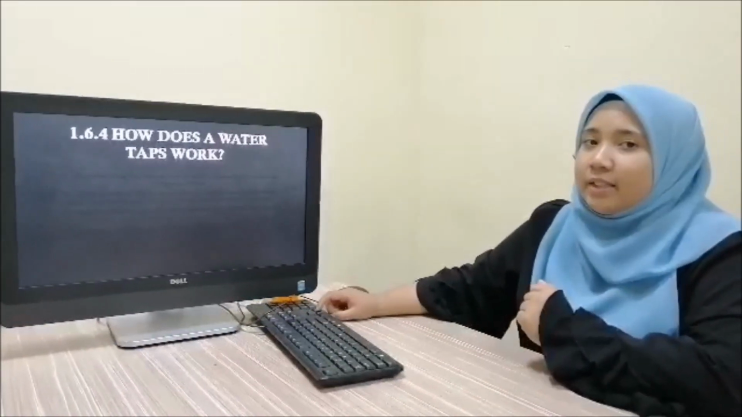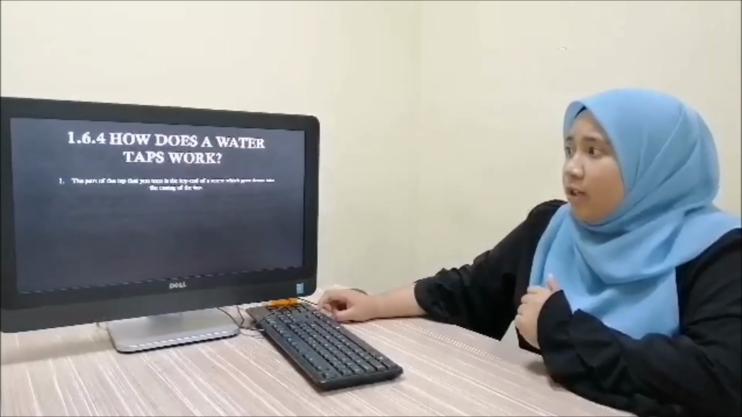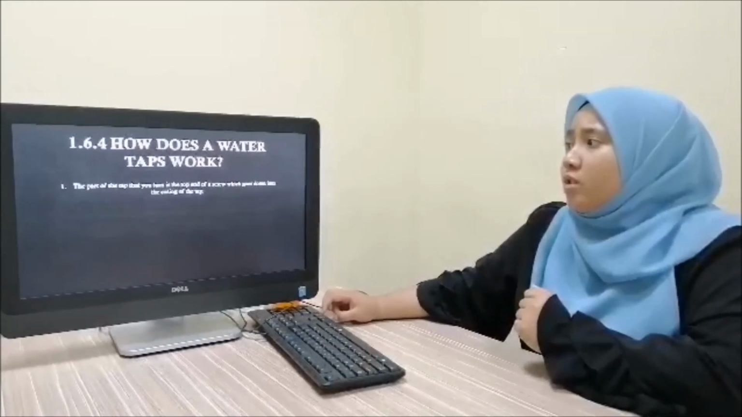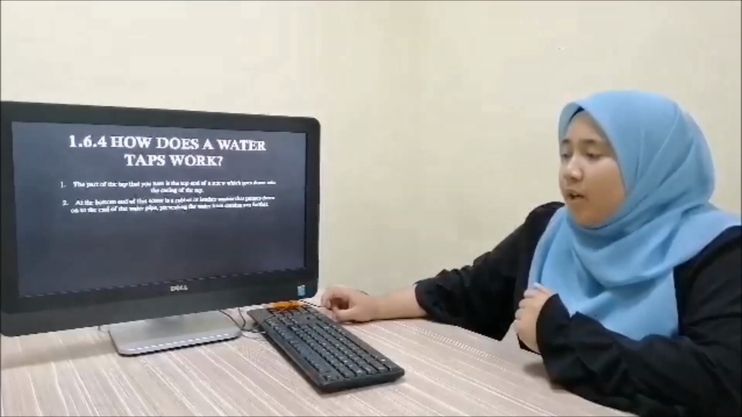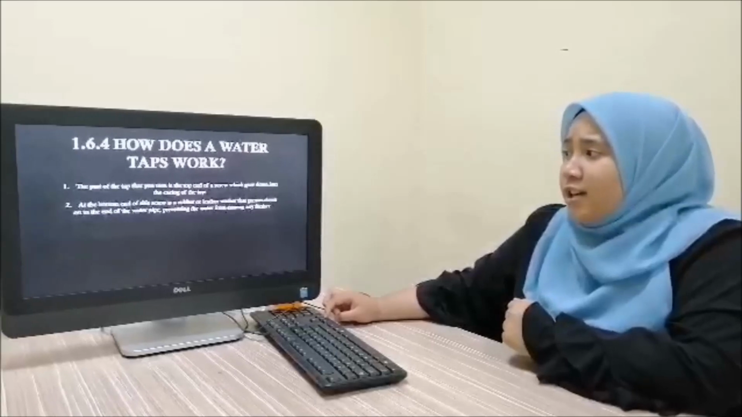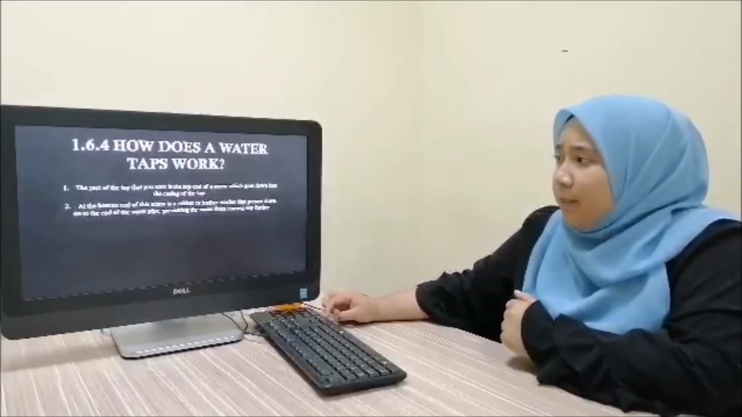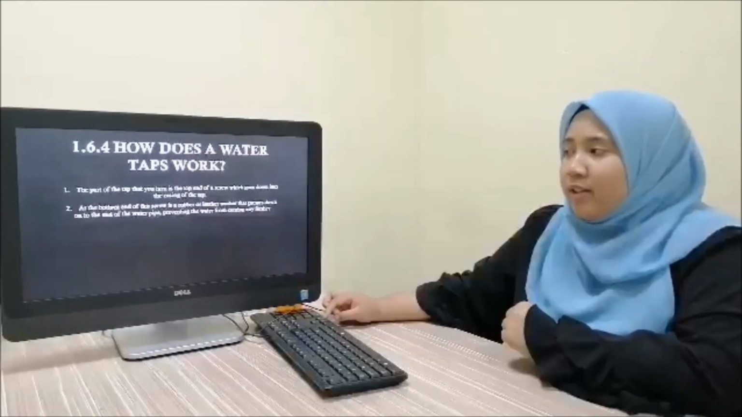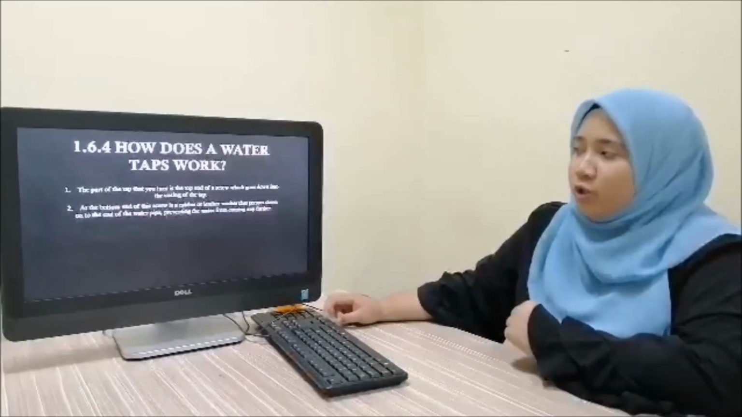How does a water tap work? First, the part of the tap that you turn is the top end of a screw which goes down into the casing of the tap. Second, at the bottom end of the screw is a rubber or leather washer that presses down on the end of the water pipe, preventing the water from coming any further.